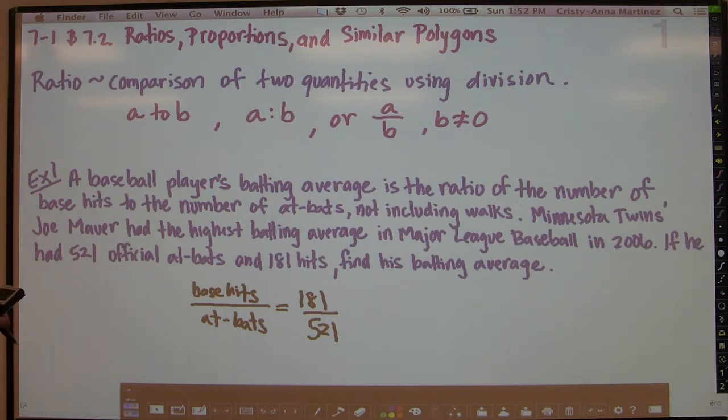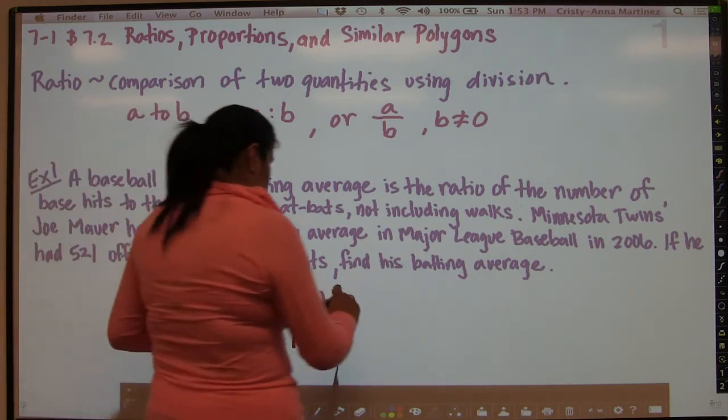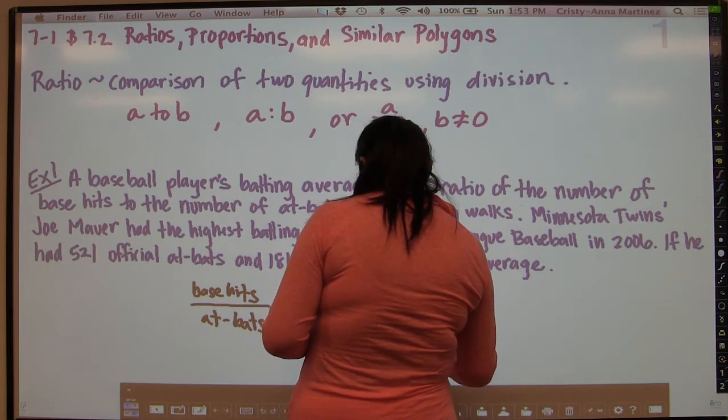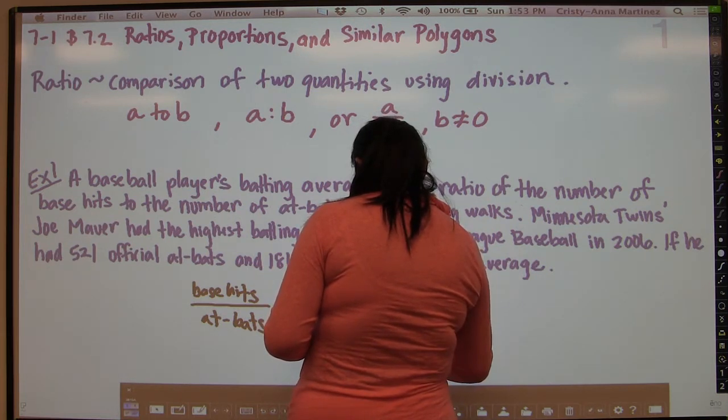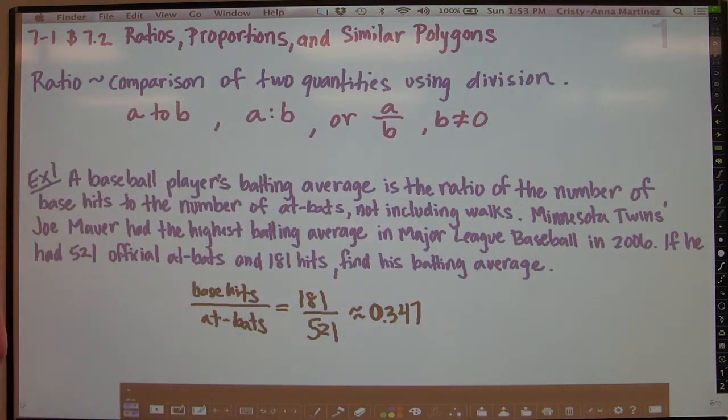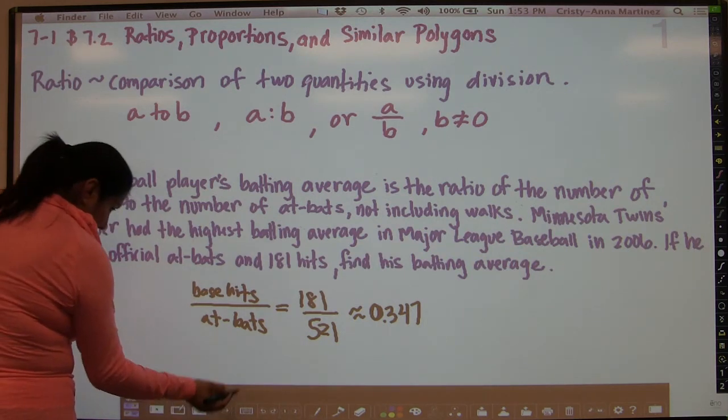And we get approximately 0.347. So that is apparently Joe Mauer's batting average, 0.347. Apparently that's pretty good. I don't know, I don't play baseball, but there you go.